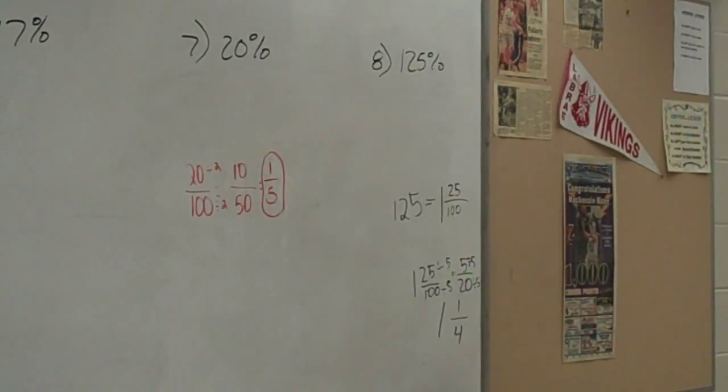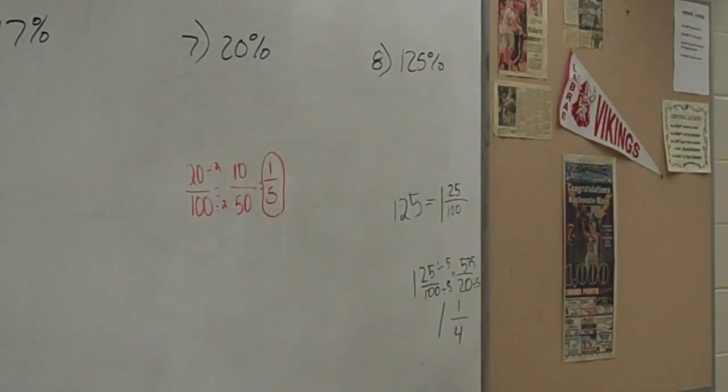Number 8, 125%. I like what you did there, Brenna. You did 125 equals 1 and 25 over 100. The 25 over 100 you can reduce by 25, but you did 5, so that's fine. 25 divided by 5 is 5. 100 divided by 5 is 20, and then you reduce that by 5 again, 1/4. 125% written as a fraction is 1 and 1/4.